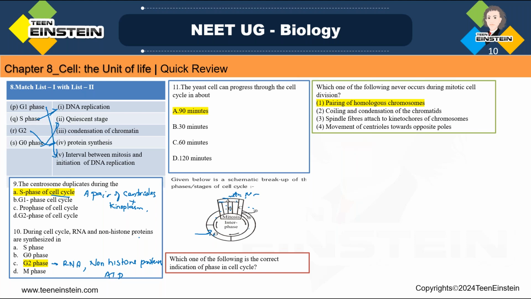See, which one of the following never occurs during mitotic cell division? Among these four options, which one never occurs? Pairing of homologous chromosomes will never occur during mitotic cell division. Coiling and condensation of chromatids will happen. Spindle fibers attached to the kinetochore of chromosomes also will happen. And the movement of centrioles towards opposite poles also will happen. So the one that never occurs is pairing of homologous chromosomes. Okay.